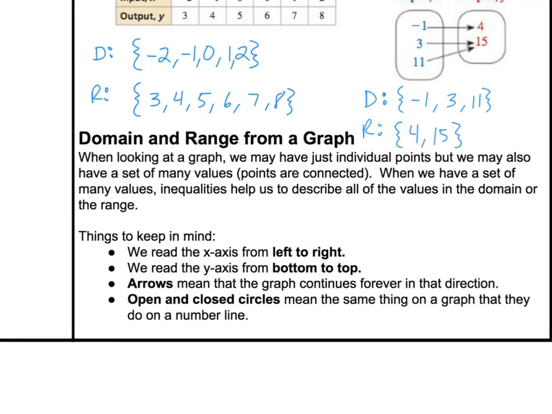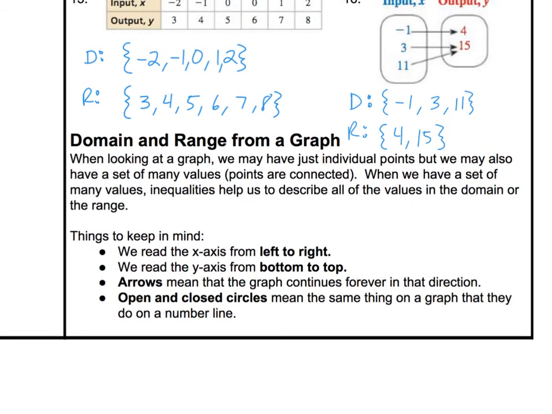We're going to spend most of our time finding domain and range from a graph in this class. So read this with me. Domain is left to right. We read the y-axis from bottom to the top. That will be our range because those are y values for the y-axis. Arrows mean that the graph goes forever in that direction. Open and closed circles mean the same thing they do on a number line. So remember, closed means less than or equal to, or greater than or equal to. Open, less than or greater than.